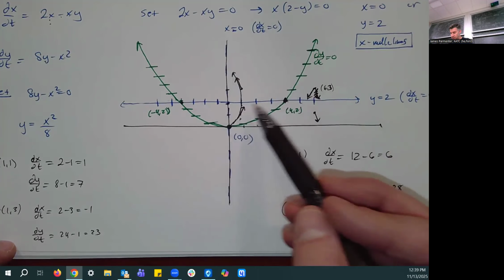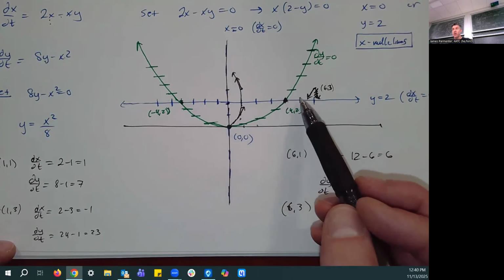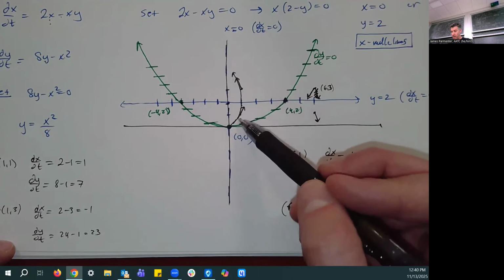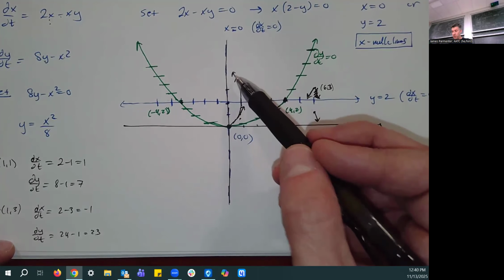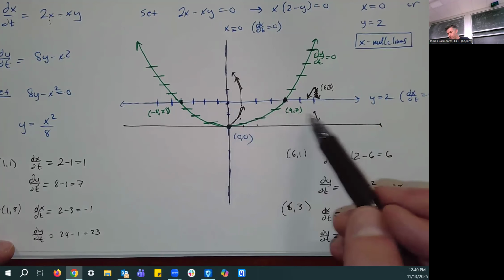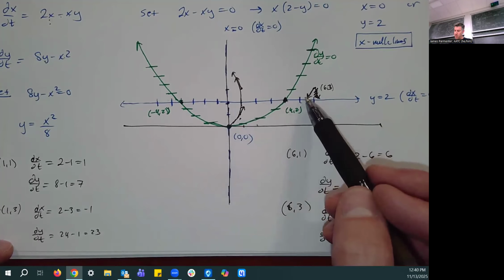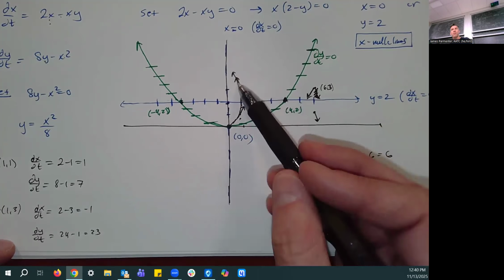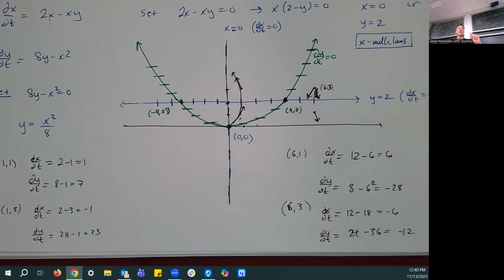When I cross this x null line, the x direction should change. I'm pointing up and right, now I'm pointing up and left. We change from right to left. Here we change from up to down. Here we change from right to left. Here we change from down to up. So whenever you cross a null line, one of your directions changes. Kind of neat. Kind of.